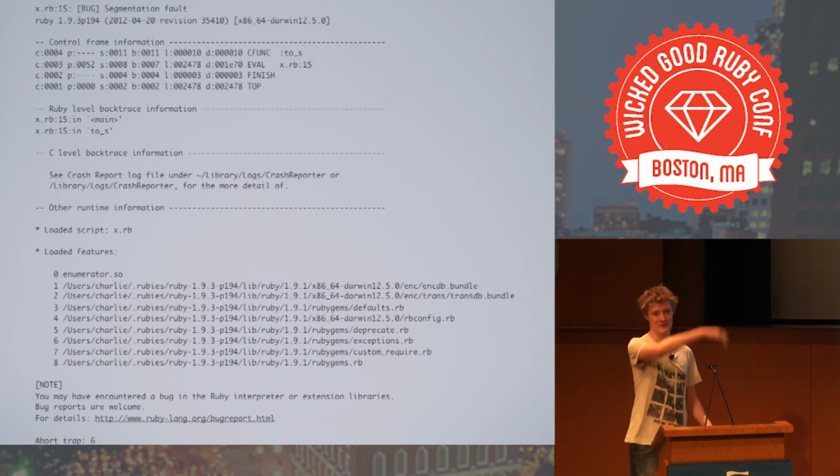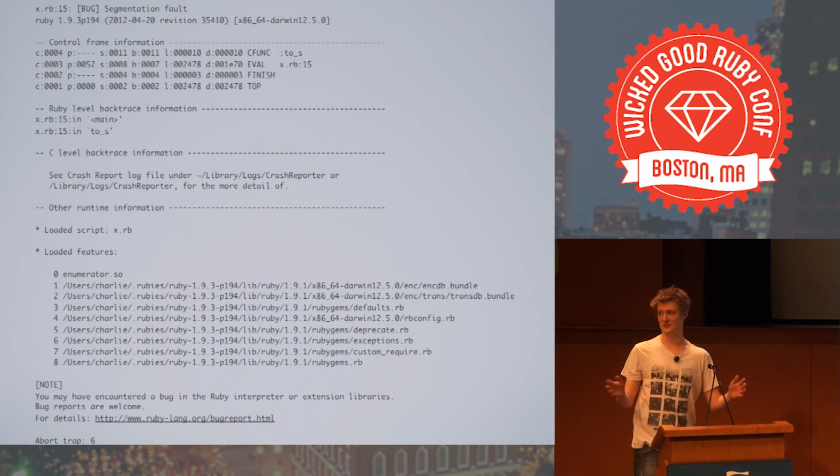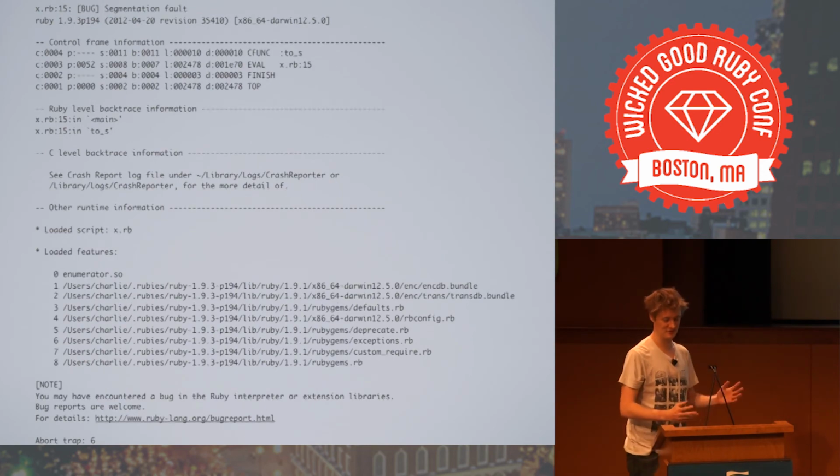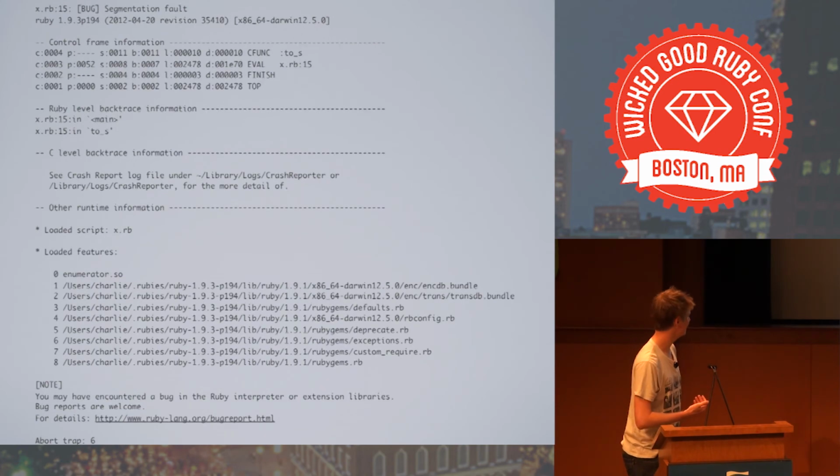When Ruby crashes, it prints out a big ugly dump like this. I'm sure you've seen this before. You use all these crazy C extension gems that just crash all the time. This screen is certainly no stranger to me.